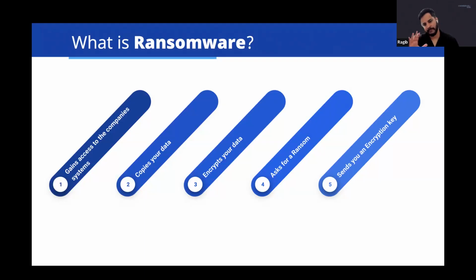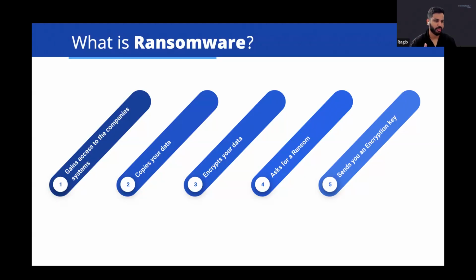The first step is the hacker gains access to your computer system, usually through a phishing email or compromised credentials like a password. Then they copy your data before encrypting it. So even if you have backups, it doesn't matter. They still have sensitive information, like credit card information, passwords, banking information, whatnot.